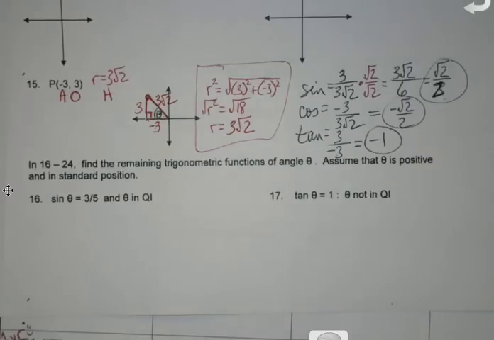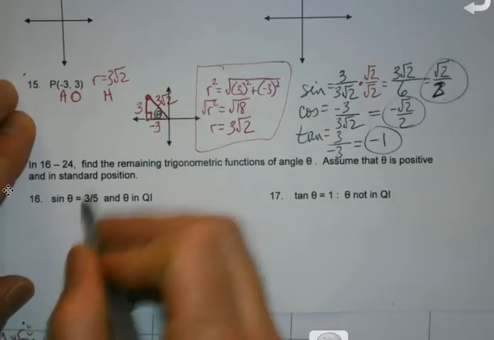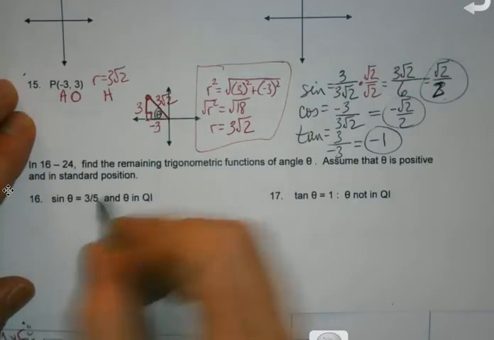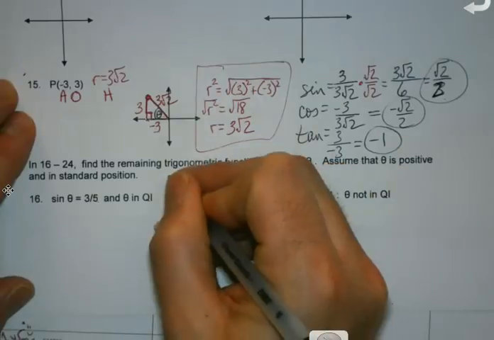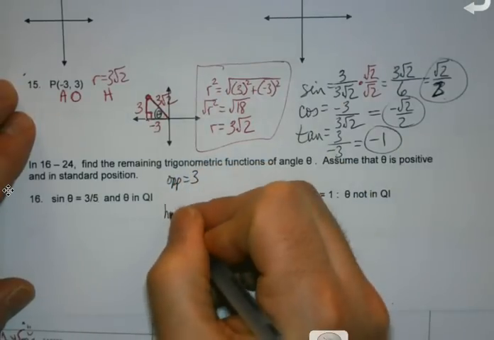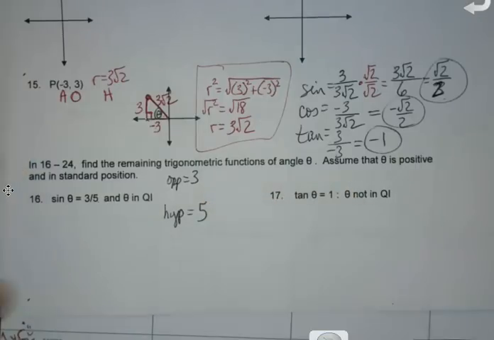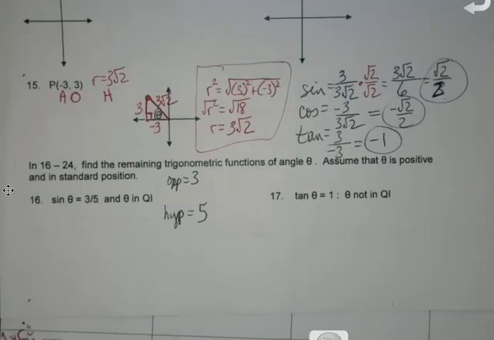Okay. Let's see here. I am going to draw pictures, I think, because this is one of those situations where there's a lot of information here. So let's see, sine is 3 over 5. So my opposite is 3. My hypotenuse is 5. And I've got to find all of these. So I need to figure out what adjacent is.